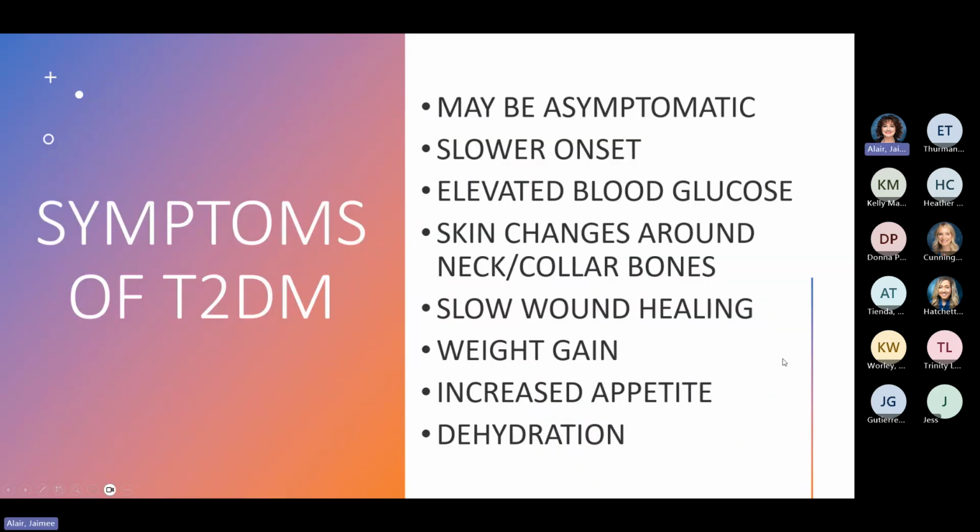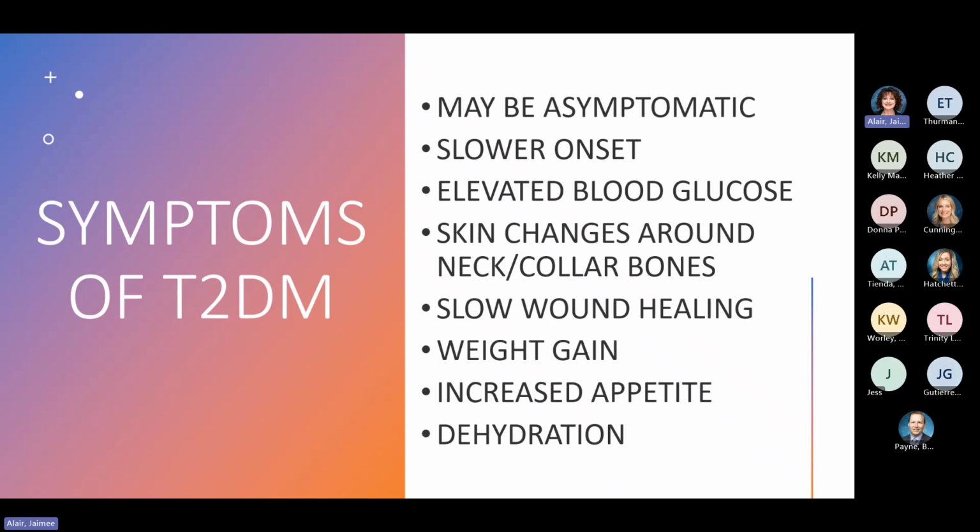Symptoms of type 2 diabetes are a little bit different than type 1. Sometimes children and adults are completely asymptomatic. They'll have the elevated blood sugars, but you'll start to see skin changes, that darkening color around the neck and collarbones. Sometimes you can see it in the underarm area as well. They have slow wound healing, increased weight gain, increased appetite, and some dehydration.